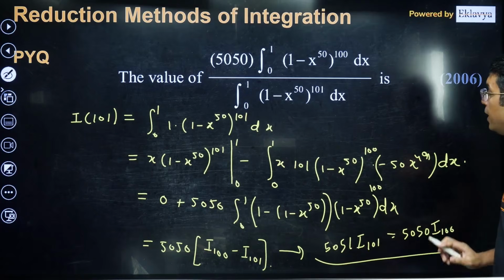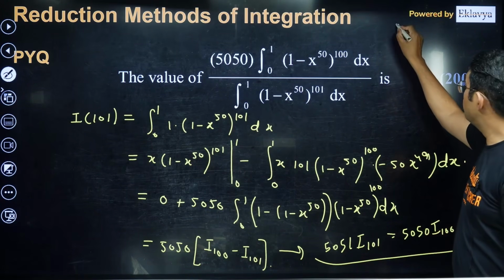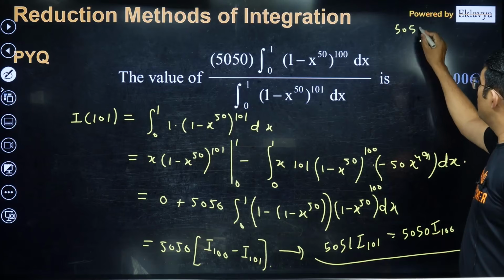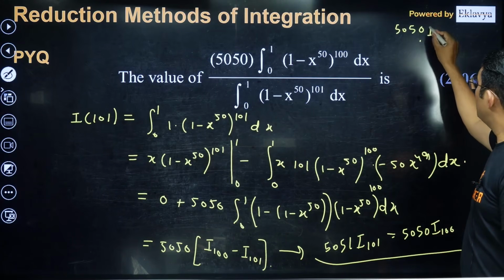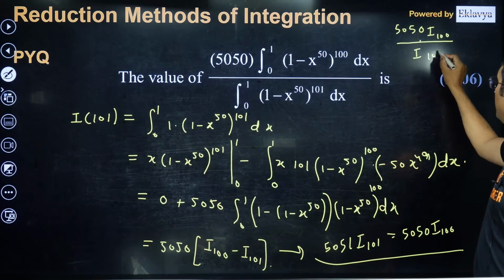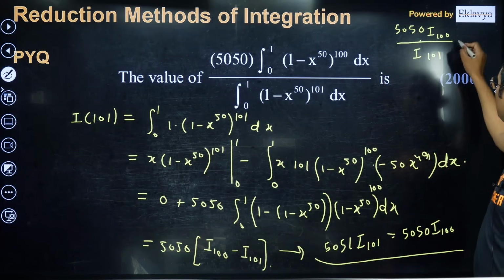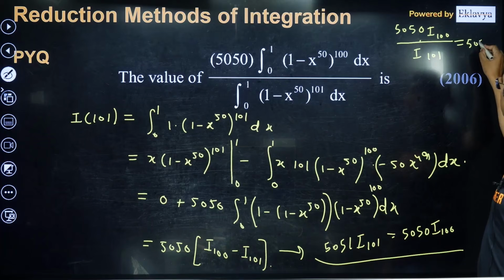Now what are they asking? They are asking this upon this only. Actually they are asking 5050 I 100 upon I 101. So this becomes, I think, 5051. I think that's the answer.